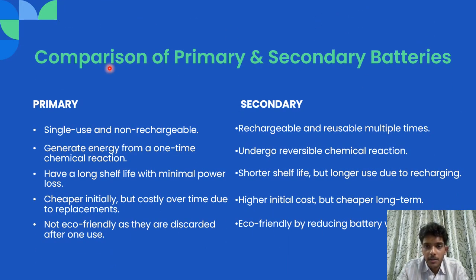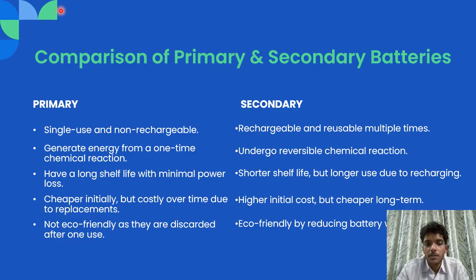Next, we'll compare primary and secondary batteries. Primary batteries are single-use and non-rechargeable. Secondary batteries are rechargeable and reusable multiple times. Primary batteries generate energy from a one-time chemical reaction, whereas secondary batteries undergo reversible chemical reactions, and therefore they can generate that electrical energy multiple times. Primary batteries have a longer shelf life with minimal power loss, whereas secondary batteries have a shorter shelf life but longer use due to the ability to recharge.